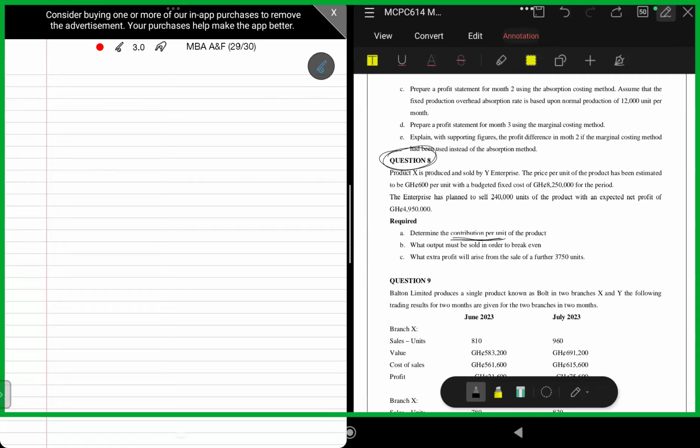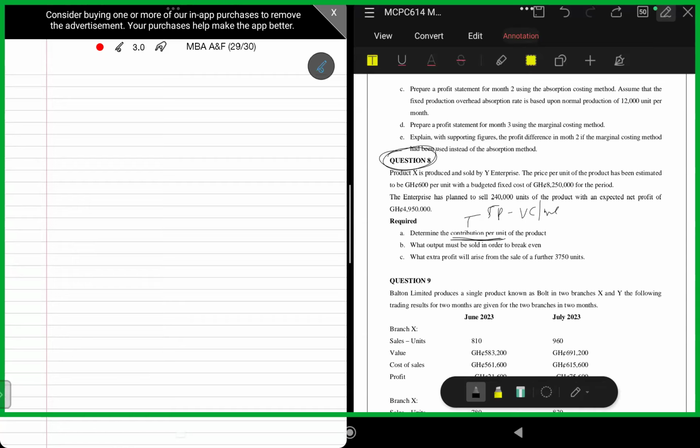The contribution sales ratio. Okay, so determine the contribution per unit. What must first come to mind is, how do we find contribution? It is contribution per unit. So it is the selling price minus the variable costs or marginal costs, isn't it? Yes, that's what comes to mind.